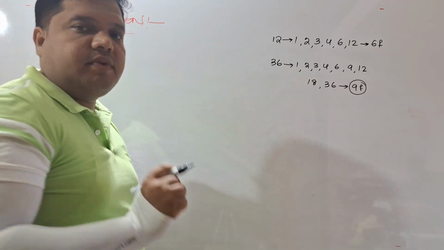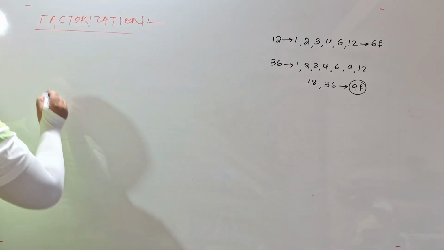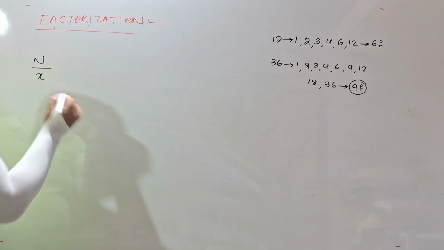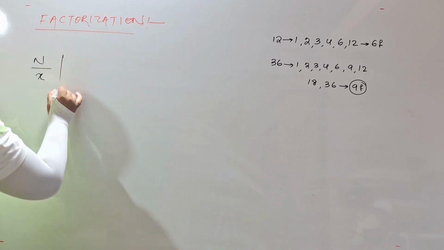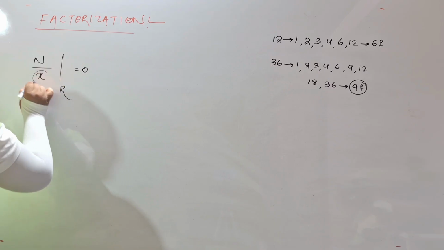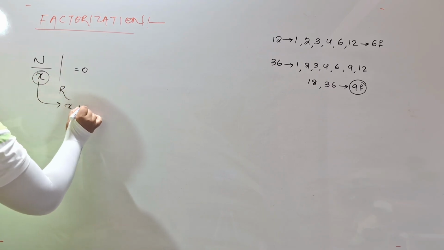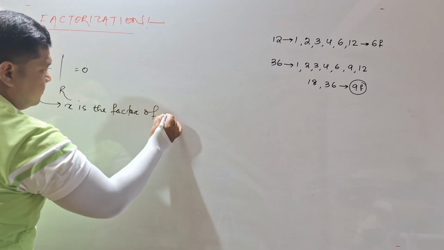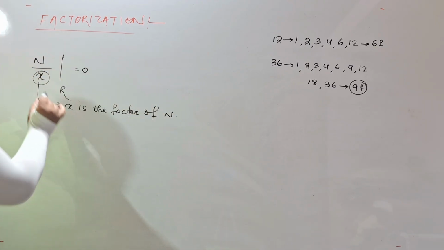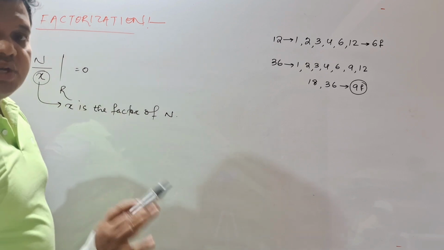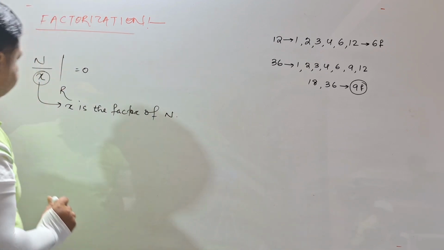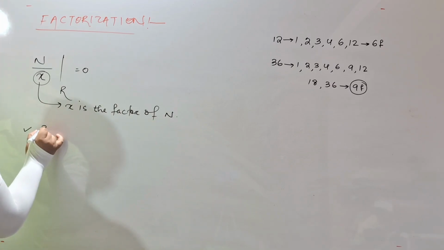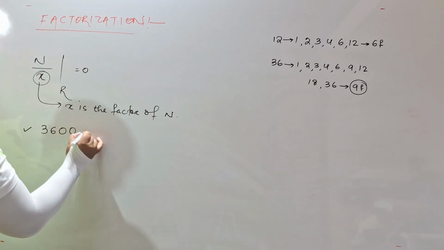So basically what do we mean by factors? Suppose there is a natural number n. When I divide this number by another natural number, let's say x, and the remainder is equal to 0, then I can say x is a factor of n. So basically all the numbers which divide a natural number are called its factors. For a 2-digit number there is no issue. Suppose I ask, for 3600, how many factors are there?